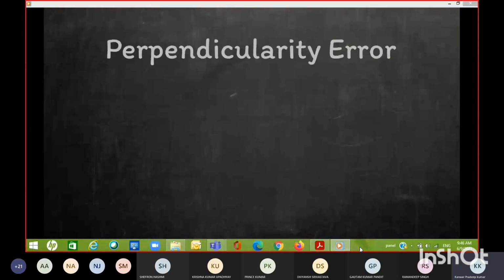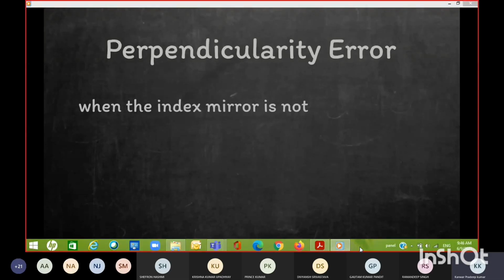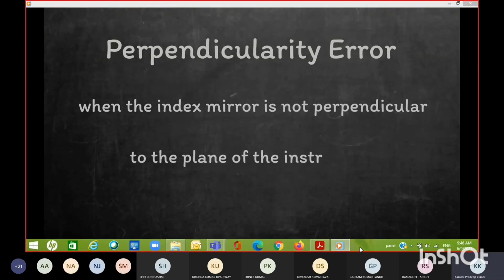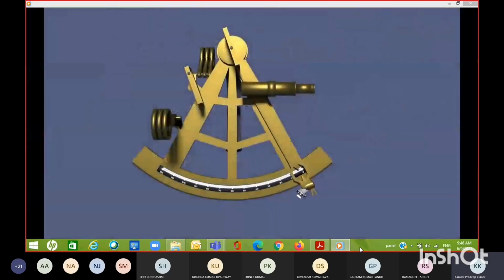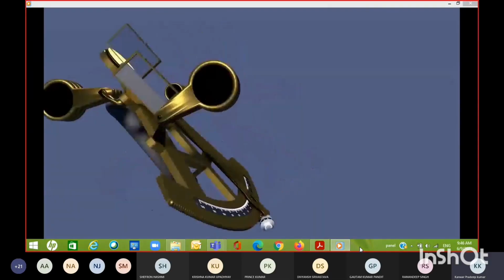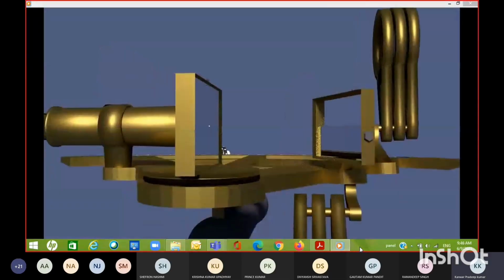First, you've got the error of perpendicularity. This describes the error caused when the index mirror is not perpendicular to the plane of the instrument. To check for perpendicularity error, you set the index arm part way, say 30-40 degrees, and then you look straight across the plane of the instrument so that you can see the arc both directly and reflected in the index mirror. You're looking for the real and reflected arcs to appear continuous and flat.